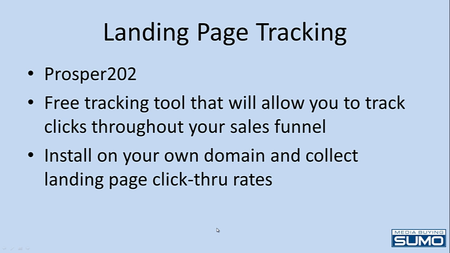Now, when it comes to landing page tracking, you need to have some sort of tracking mechanism in place. If you're a Pay Per View Formula customer, you can easily use PPV Dominator, the software that comes with the course, to do your tracking for you, or you can use a free tool out there called Prosper202, which is a free PPC tracking tool. And this tool will allow you to track clicks throughout your sales funnel. So what you can do is set up different campaigns for different aspects of your funnel, such as the click-through rates on your landing pages, on your follow-up emails, on your upsells, and your downsells.